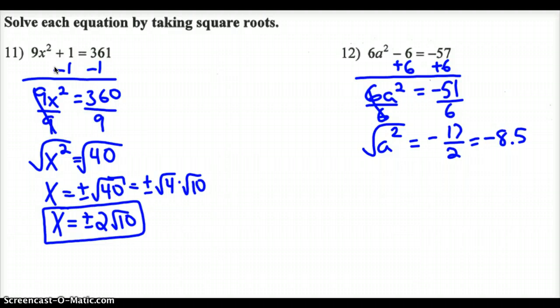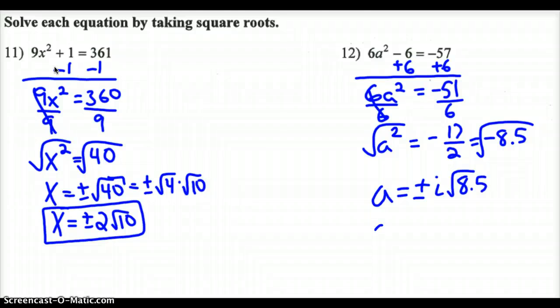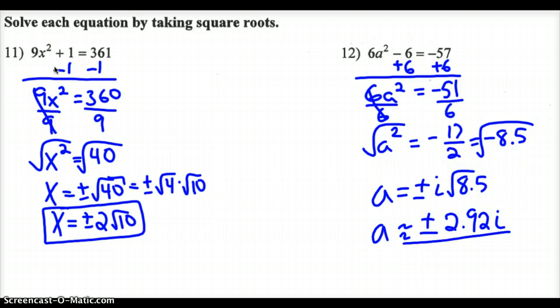Square root both sides, right here. We get a equals plus or minus i times the square root of 8 1/2. That would be approximately plus or minus. I'm just going to grab my calculator here and take the square root of 8.5, and I get 2.92i. Again, that i is there because we had a negative in the square root.